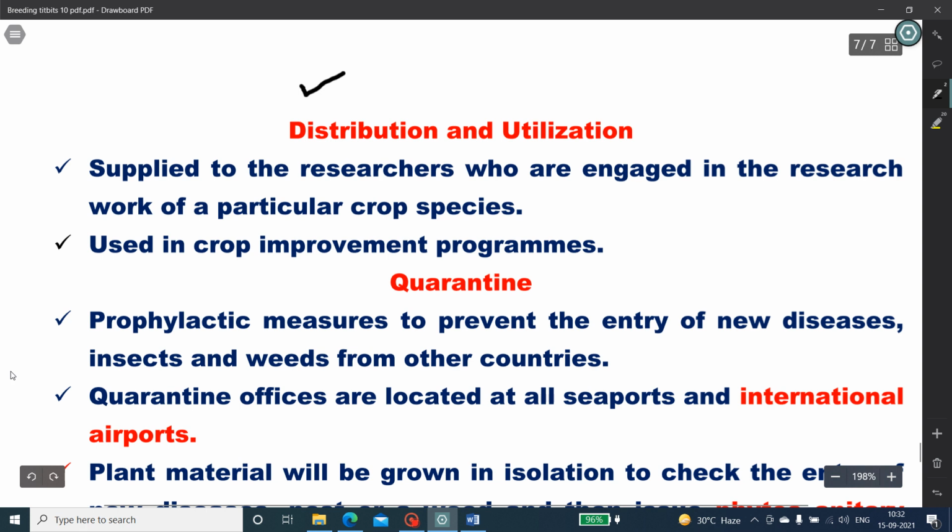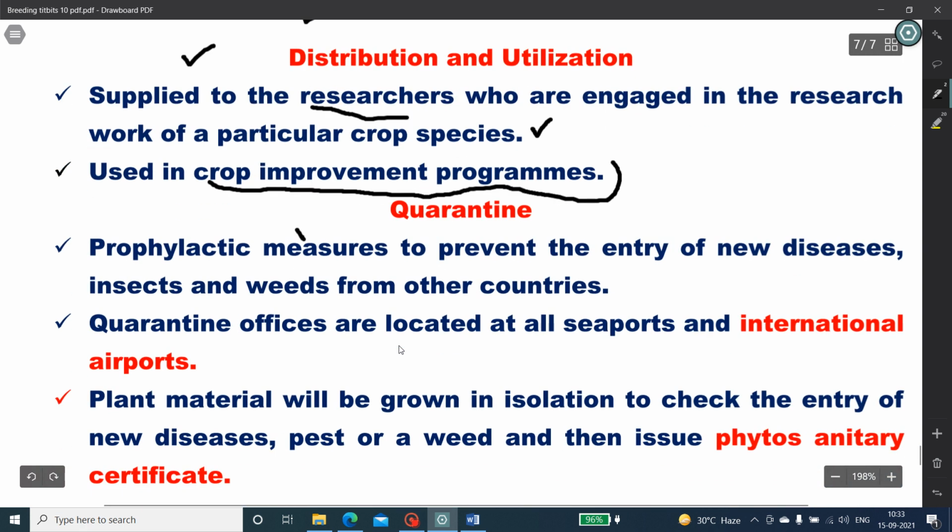Whatever germplasm is stored, either in India or abroad, is supplied to the researchers who are engaged in research work on a particular crop. Most of the germplasms are used for crop improvement programs and different breeding techniques. And there must be a quarantine. This is more important. It is a prophylactic measure to prevent the entry of new diseases, insects, and weeds from other countries into our country.